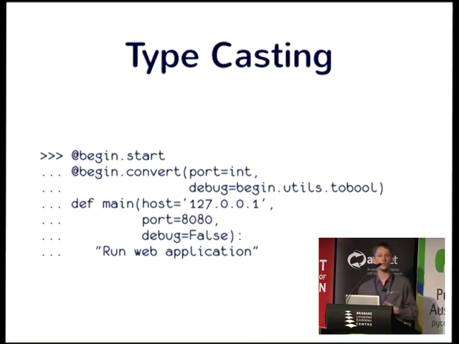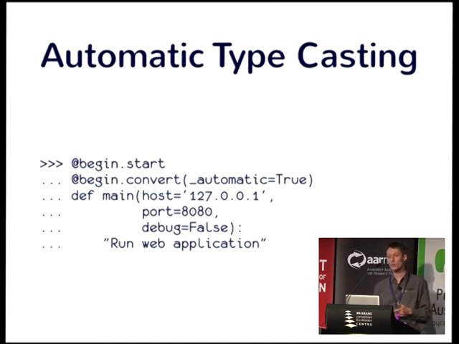Begins comes with a small collection of utility classes to do conversions such as to list, to file, to bool. There's a couple more as well. That's kind of annoying, because then you have to start explicitly declaring what the casts are going to be. Quite often, though, we're just working with basic types. Strings, integers, floating points. So convert comes with an automatic.